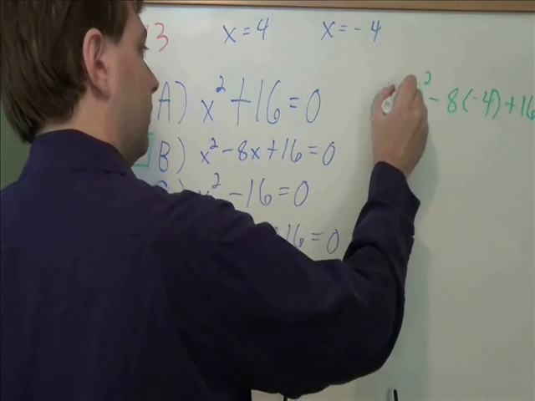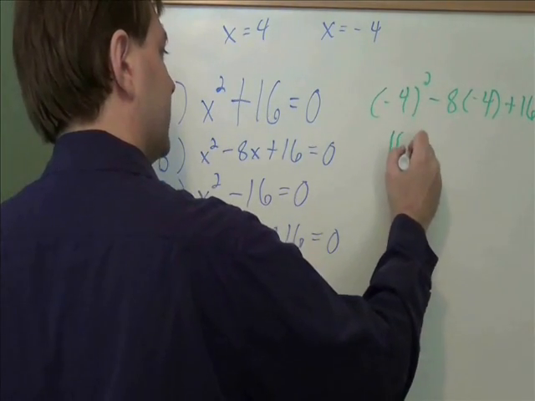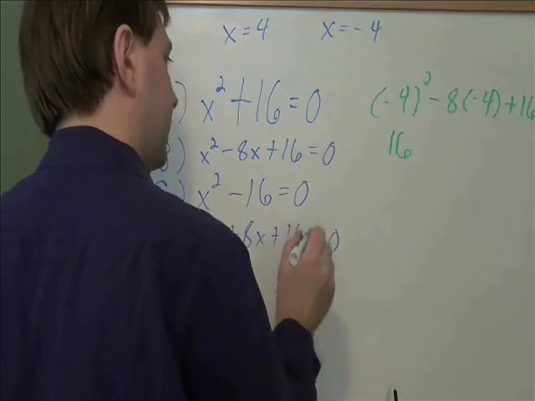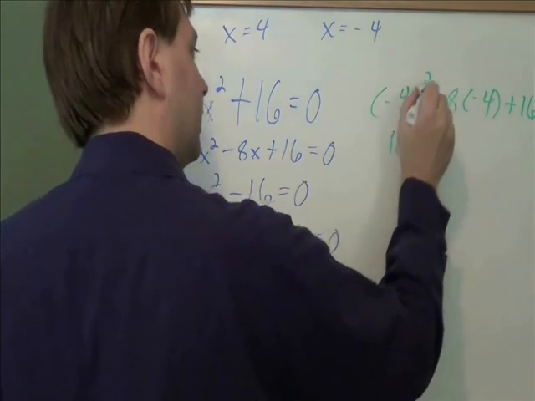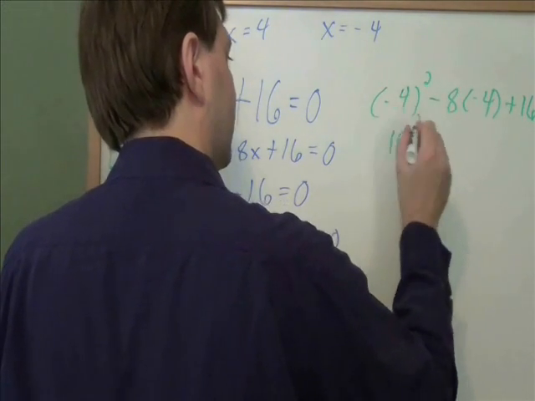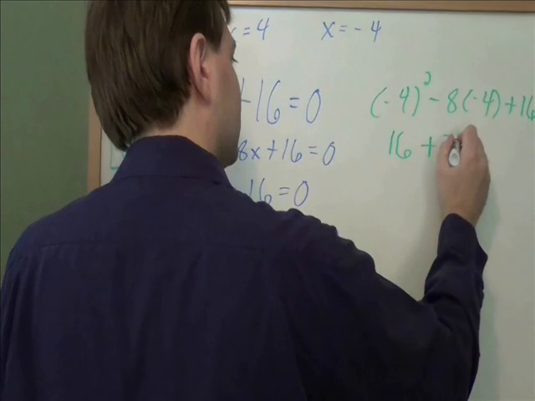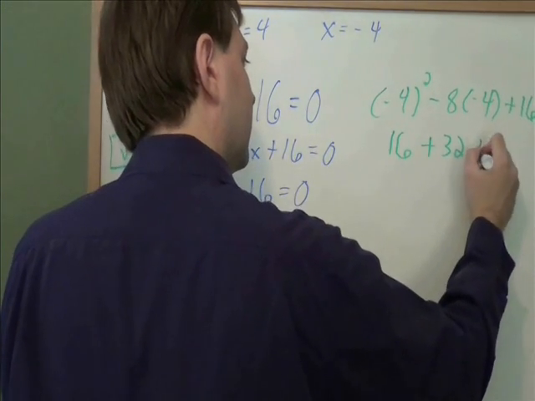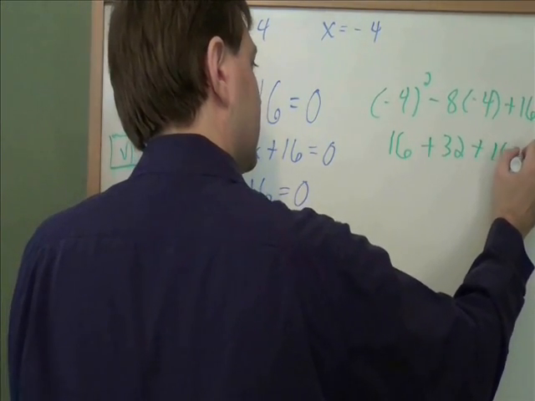Negative 4 squared, negative 4 times negative 4 is positive 16. Remember, when you're multiplying or dividing, two negatives make a positive. Negative 8 times negative 4, again, two negatives make a positive. That's 32. Plus 16 is equal to 0.